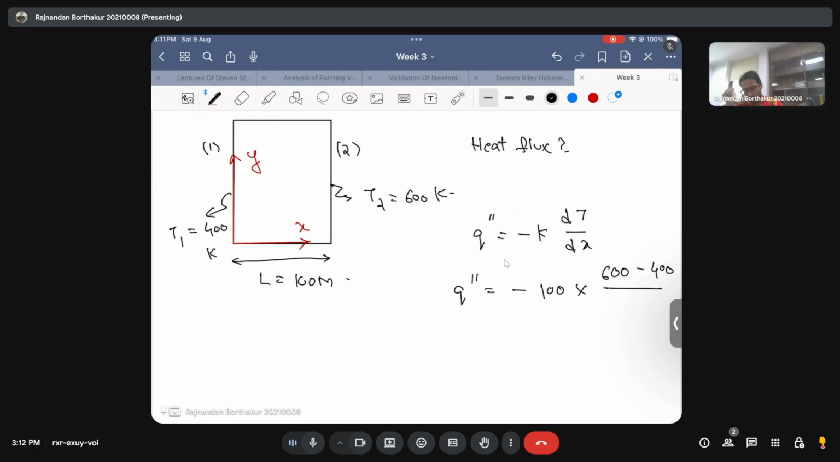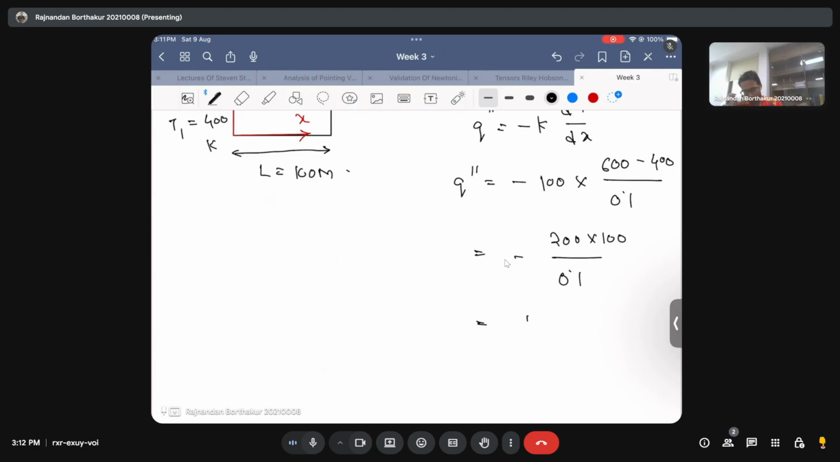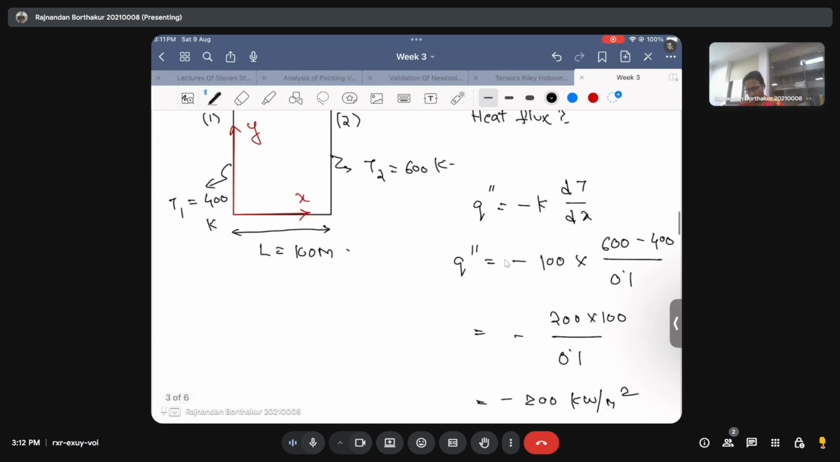Okay, and your dx is 0.1. So if you calculate this, this would be minus of 200 times 100 divided by 0.1. So I think this would be 200 kilowatt per meter square. So it is minus 200 kilowatt per meter square, which means that your q double prime is 200 kilowatt per meter square in the negative x direction. Okay, so this is what the answer should be.